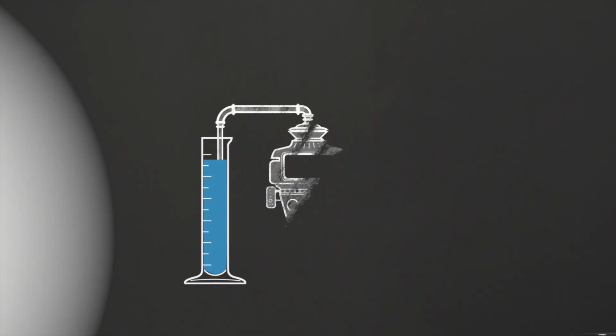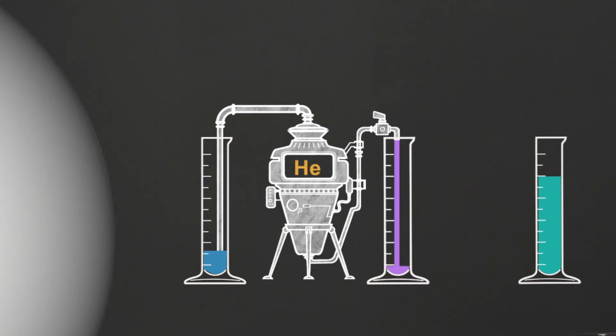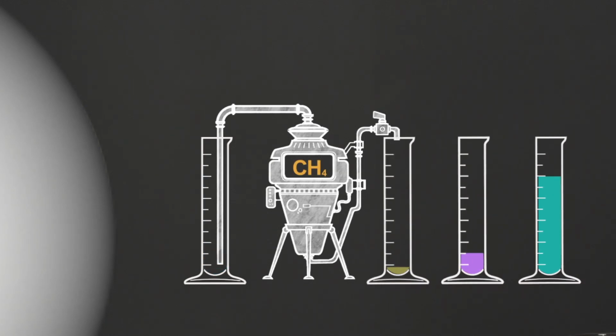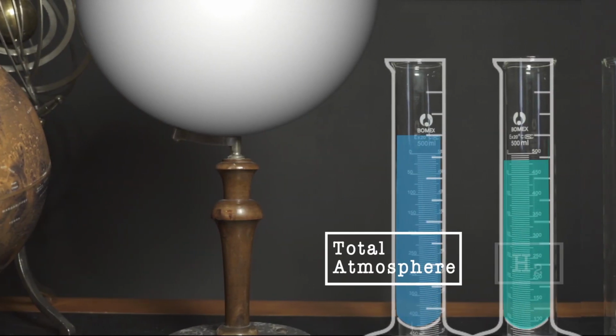Imagine you have a nifty machine that can separate out the gases from the whole atmosphere and pour them into their own cylinders. We'll start with the hydrogen, now helium, and finally methane. So now we have all the parts of the atmosphere neatly separated. Keep in mind that all the parts still add up to the whole.